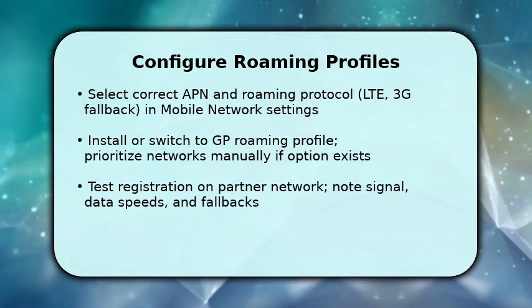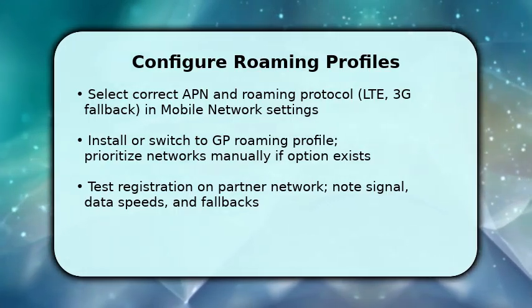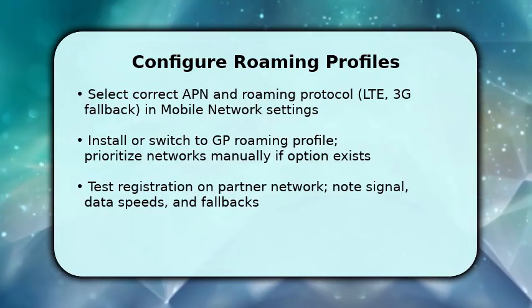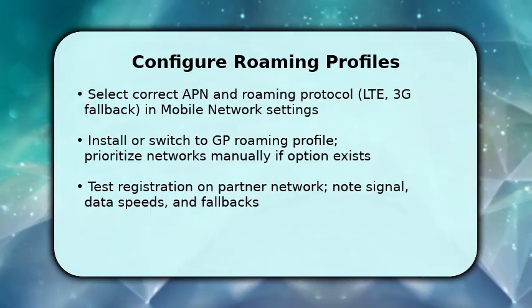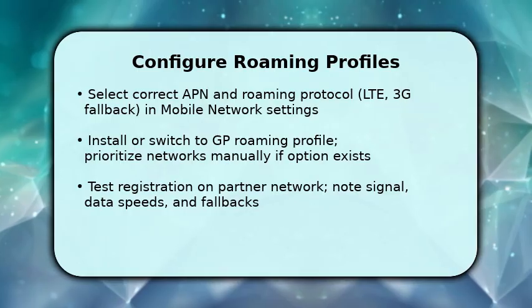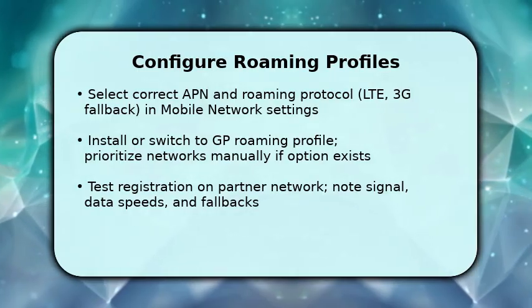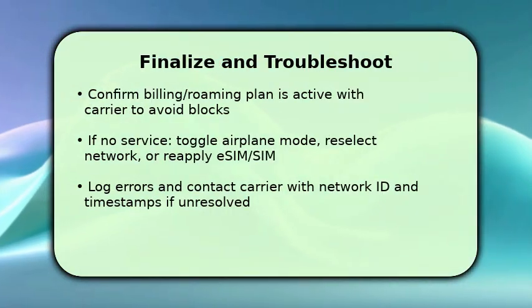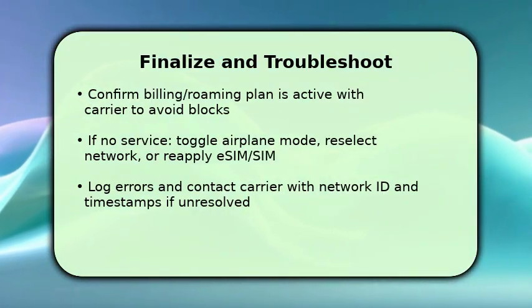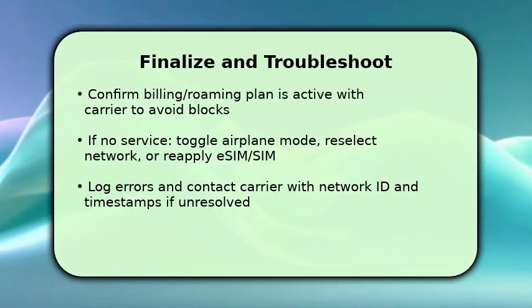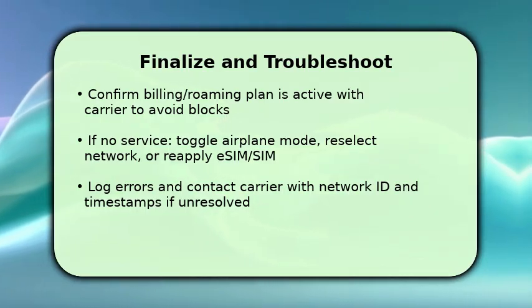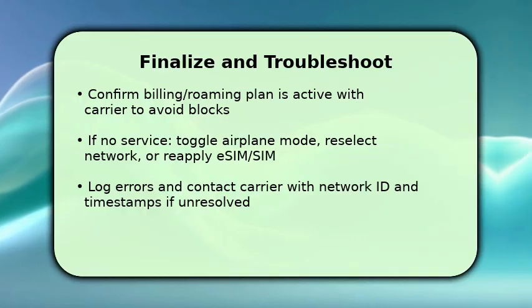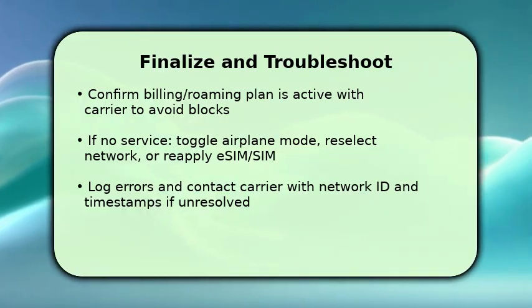Once activated, manually prioritize preferred partner networks if available so you avoid unstable connections. Then run a registration test by making a call and loading a web page to confirm data and voice work. Finish by confirming your roaming plan is active with billing accepted so the carrier won't block access. Make a final check, test calls, SMS, and data transfer, measure speeds and ensure calls hand off cleanly.